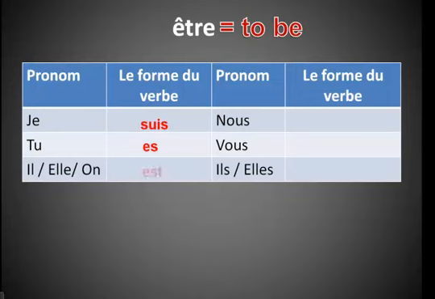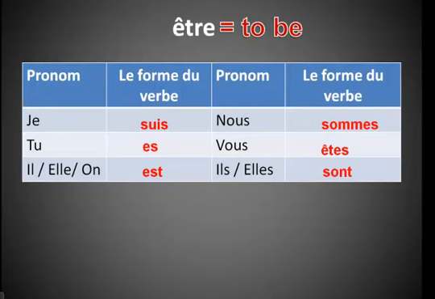To say he or she or one is, we'll use the form est also. However, this time it's spelled est, but remember that T is silent. So il, elle, on est, he is, she is, or one is. To say we are, nous sommes, you all are, vous êtes. To say they are, you'll use ils sont or elles sont. And remember, you'll use ils, where the S is silent, to say either a group that is a mixed group or a group of guys, or elles if it's only a group of females.